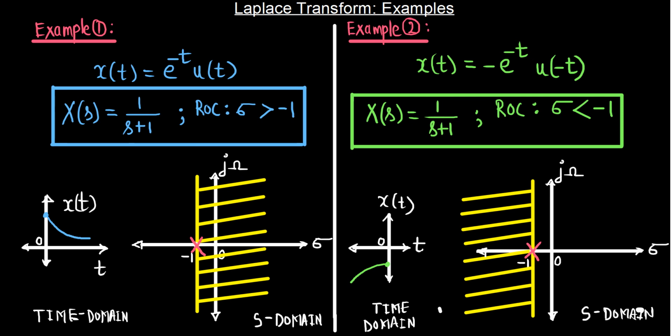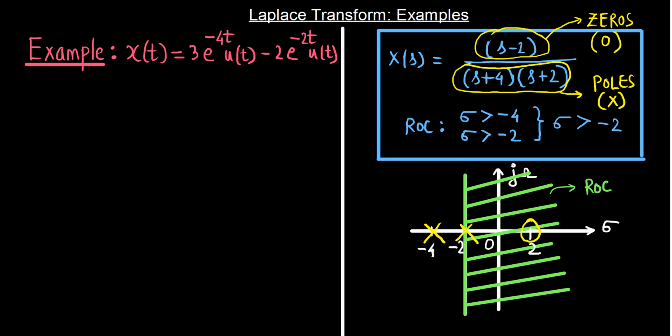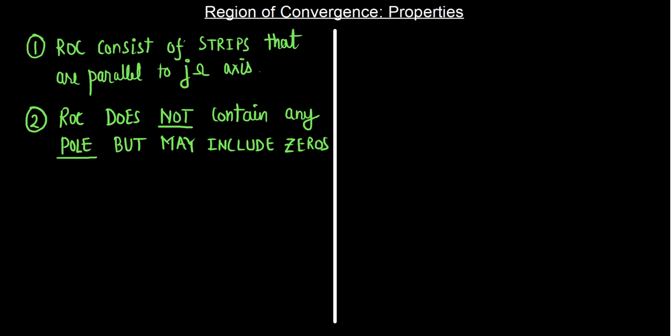Let me write these observations here. So we have here the third observation about the region of convergence: the ROC of a right hand sided signal.